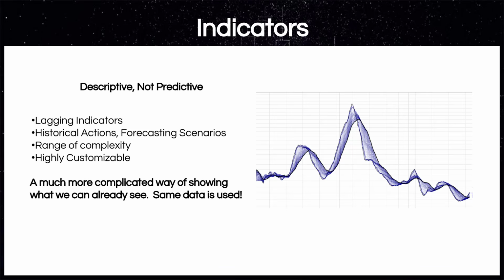Indicators themselves have a very wide range of complexity. You can have a single line indicator that simply is a 3-day average. So for example, if we have 3 days of price action where our closing price is $5, $10, and $15, if we have a 3-day moving average of that price, our 3MA is going to be $10.